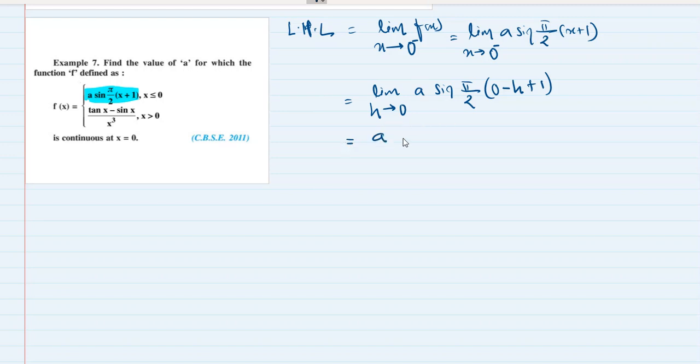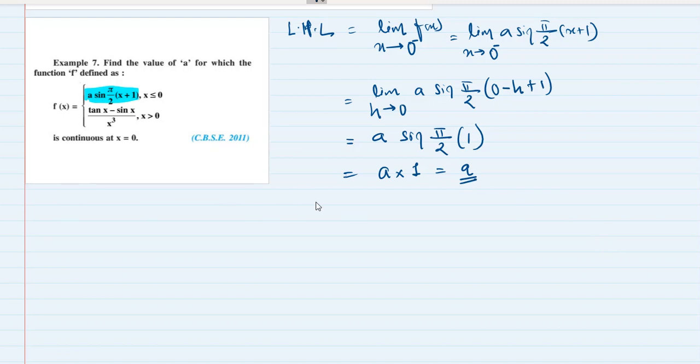So this will become a sine pi by 2 bracket 0 minus 0 is 0, 0 plus 1 is 1. Anything into 1 remains the same. So a sine pi by 2 will be a into 1. Sine pi by 2 is 1. So the LHL gets equal to a.